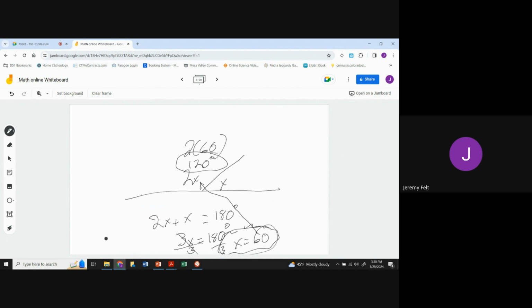We're almost done in this example because the larger angle is 2x. So we know x, plug it in, 2 times x, or 2 times 60 is 120. Now we're done.